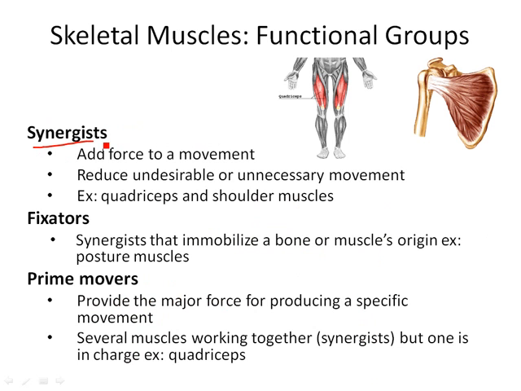If two muscles work together, you call that a synergist. So for example, the muscles in the leg called the quadriceps, they all work together. Okay, they're synergists. The muscles of the shoulder, they all work together. They're synergists. If it's a fixator, it is a muscle that works together. It's a synergist, but it's involved in posture. So these are going to be really prevalent in your back, posture muscles along your spine.